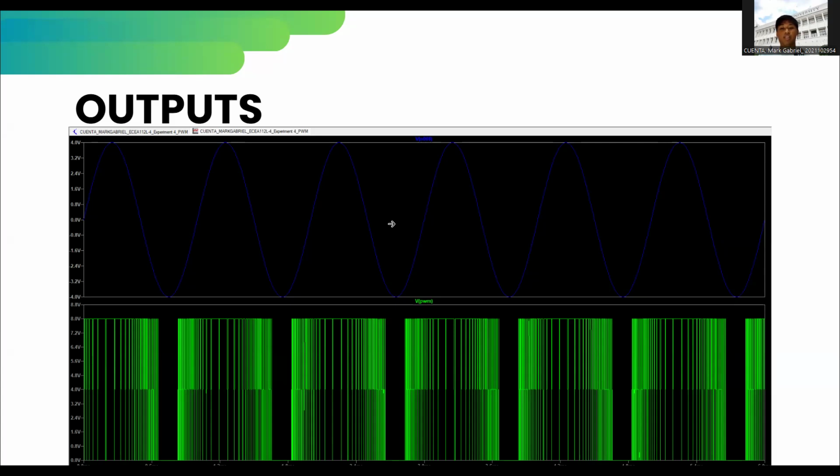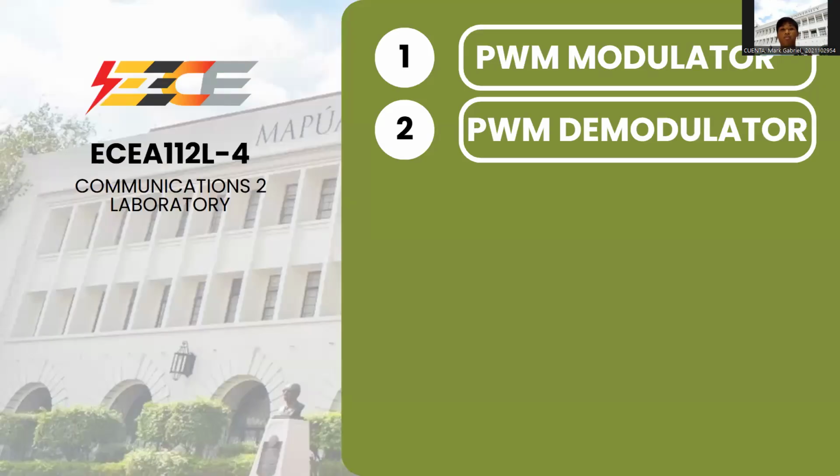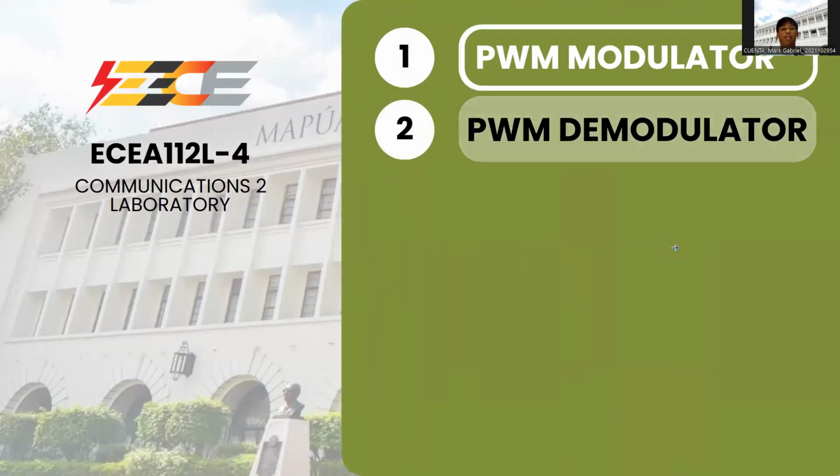So this demonstrates the successful modulation where the analog sine wave signal or information is encoded into the width of the digital pulses and results in a dense switching signal that passes through a low-pass filter and can reconstruct the original sine wave, confirming the proper PWM operation. So that's it for the PWM modulation. Now let's move on to the PWM demodulator.